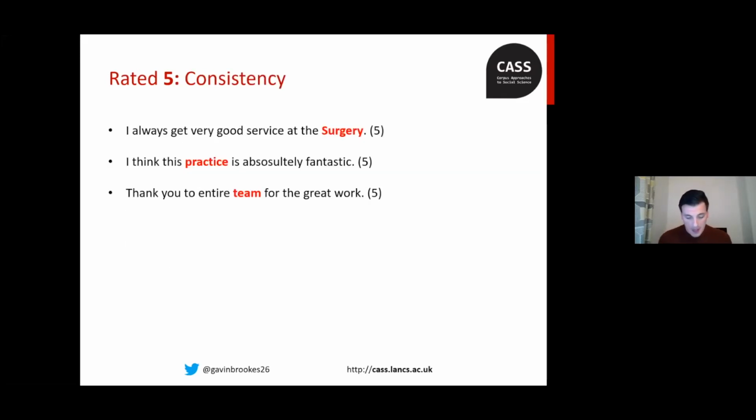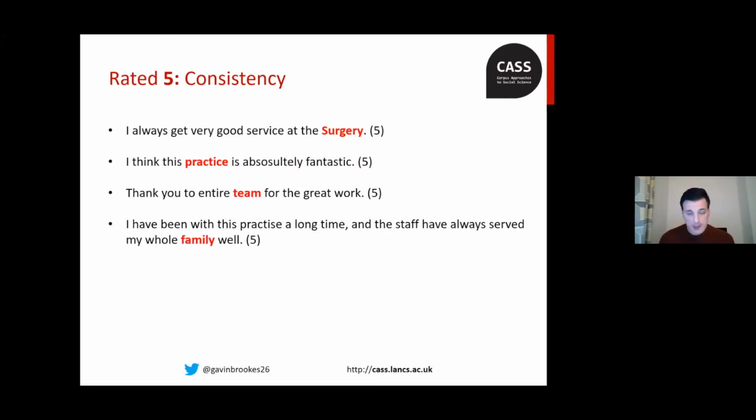Another notable feature of feedback rated 5 is consistency. So descriptions of service, which is judged to succeed in ways that involve lots of people, both in terms of staff and patients. So keywords like surgery, practice, and team are used to encompass more than one person who works at a GP surgery, for example.